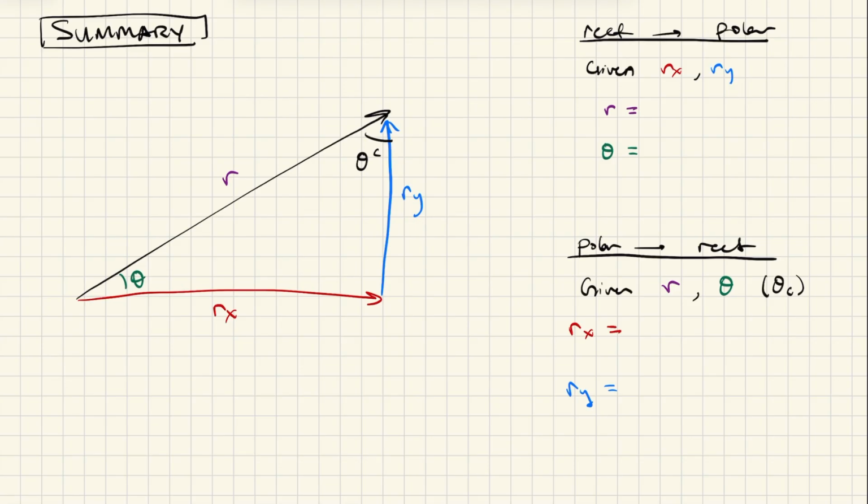So what I've done here is, once again, I've given the right triangle and labeled all the components here. And I just wanted to write some quick formulas for how we can get the different coordinates based on the given coordinate system. And so up here in the top right, you can use these formulas to convert quickly from rectangular to polar.